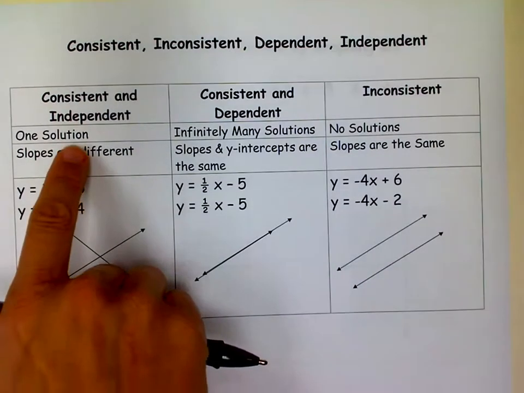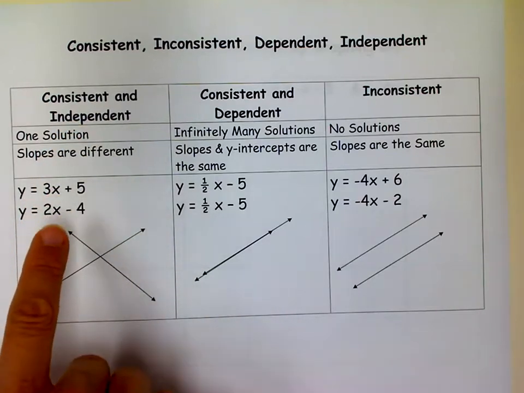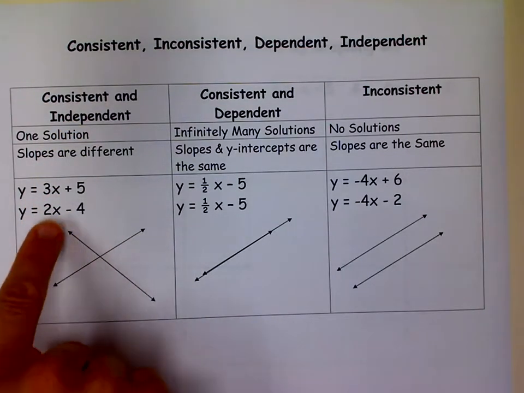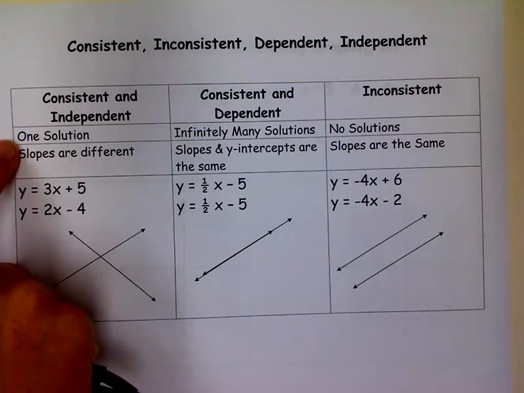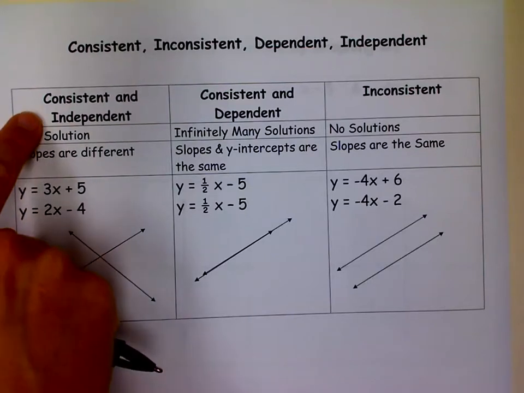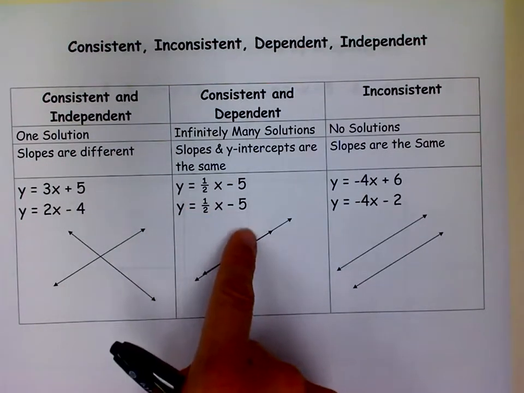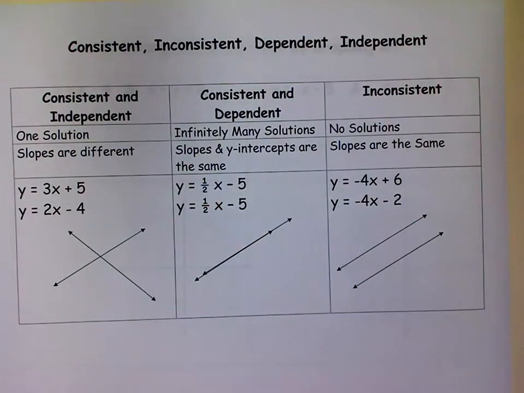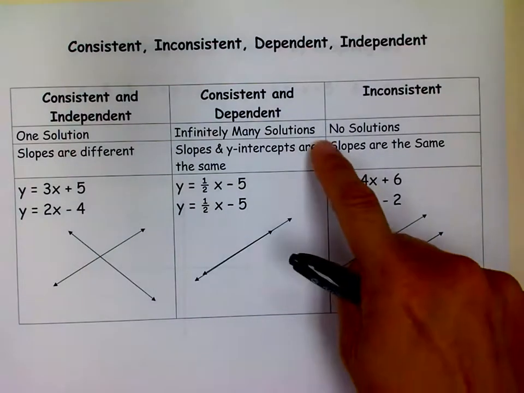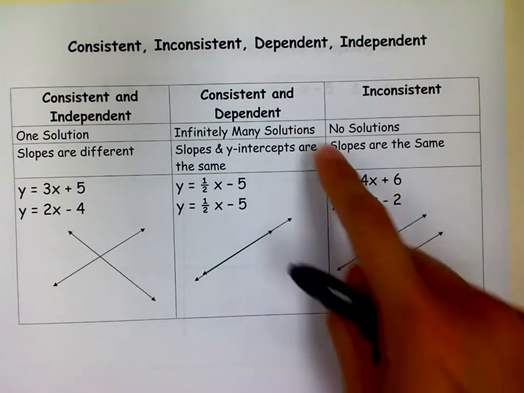Sometimes the book will ask you, are they consistent, inconsistent, dependent, or independent? If they intersect once, they have one solution, their equations have different slopes, and they're consistent and independent. If they are the same exact line, they'll have the same slope and y-intercept, and an infinite amount of solutions. That's considered consistent and dependent.